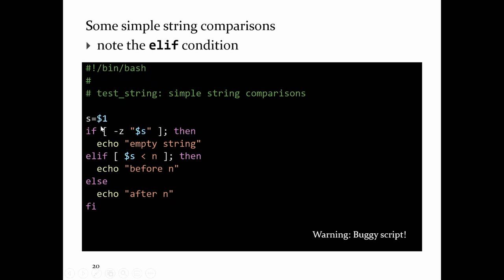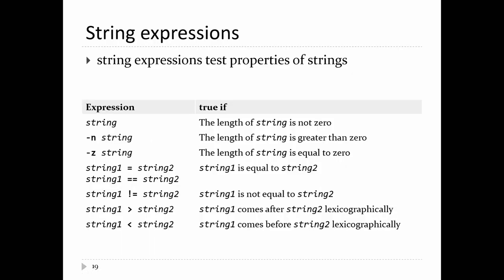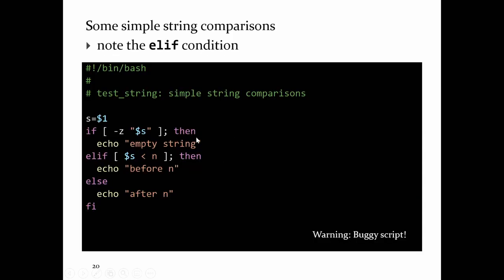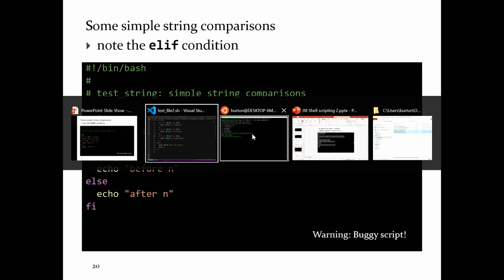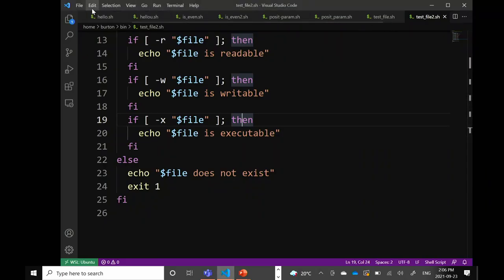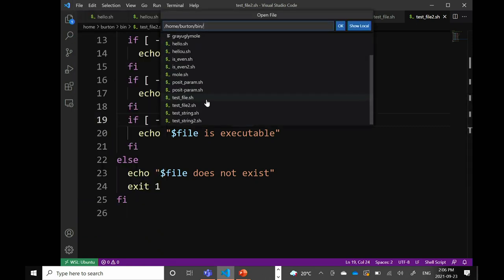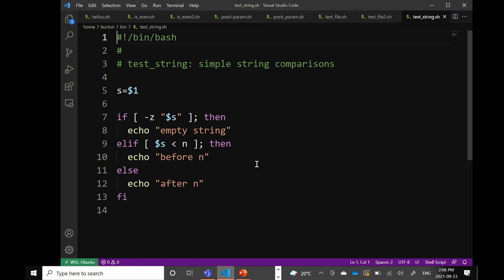I'm going to take this script, it'll take in one input argument. Assign that to S. Now, minus z dollar sign S, so that's going to check: is the length of the string equal to zero? If it is, it prints out you have an empty string. Else if string S less than N, that will print out your string comes before the letter N, and otherwise it'll echo after N. I guess it should echo N or after or something like that. Okay, let's take that out for a spin. So test string, same as what's on the slide.